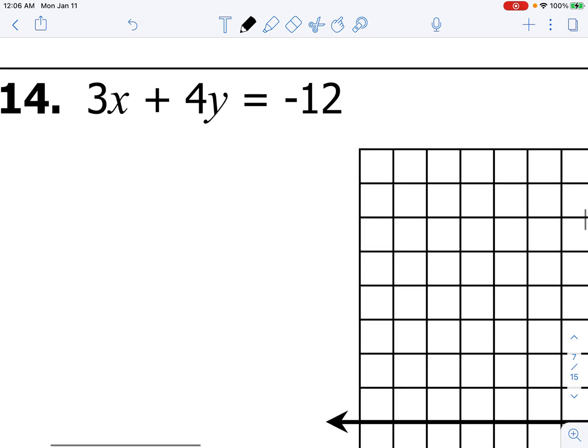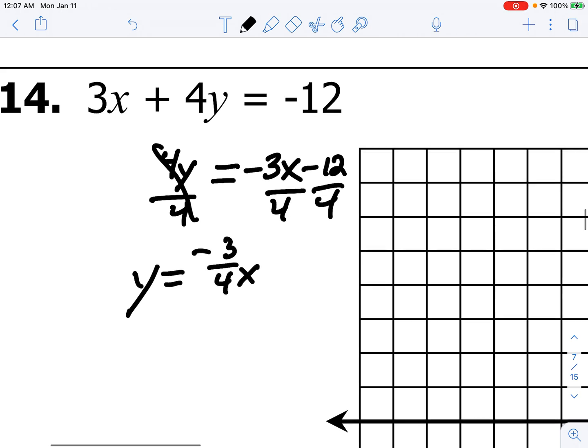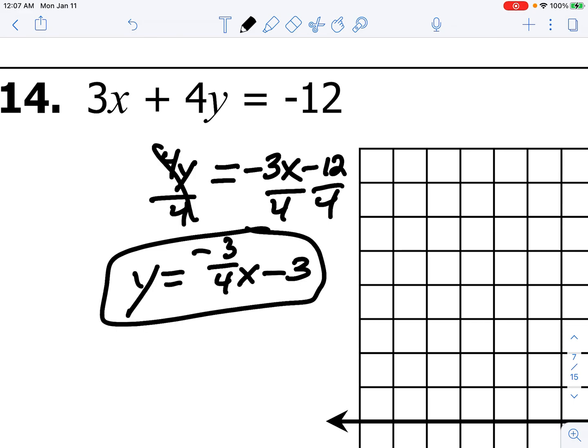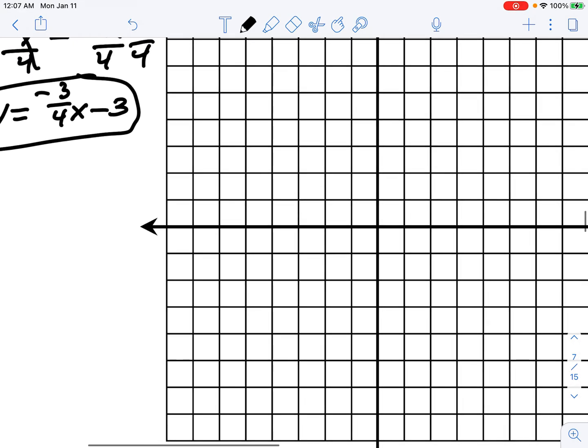Same principle. So step 1, take the x, move it to the other side, and change the sign. Step number 2, drop the y down, drop the number down. Step number 3, divide all the way across. So you get y equals -3 over 4, which will not reduce. -12 divided by 4 is -3. All right, so we're going to plot it at -3.